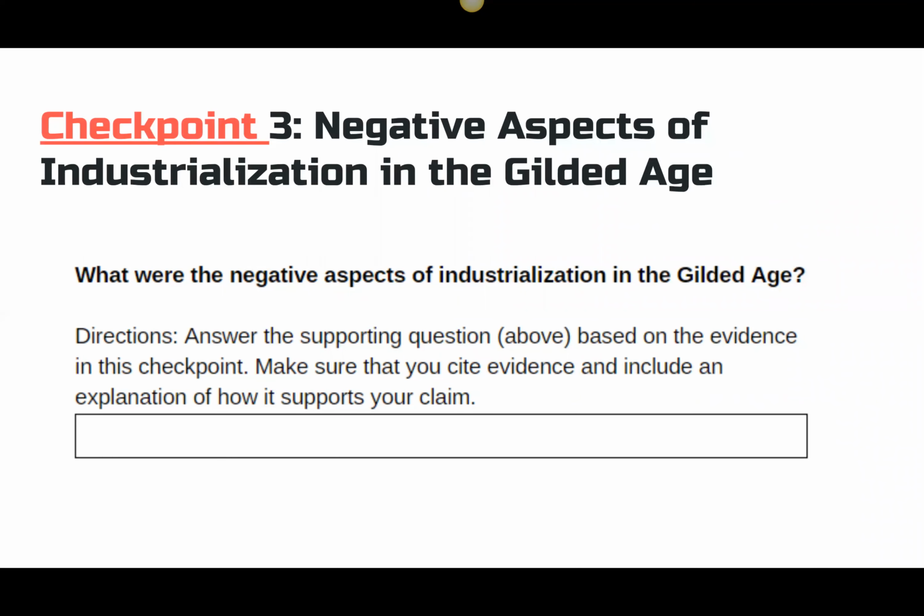Checkpoint 3 is this: last week for Checkpoint 2, you did the positive aspects of the industrialization in the Gilded Age. This week for Checkpoint 3, you're going to do the negative aspects of industrialization in the Gilded Age. So what you're going to do is answer that question, what were the negative aspects? Again, it asks for aspects, plural, so make sure you have more than one negative aspect. You're not just supposed to know that off the top of your head.